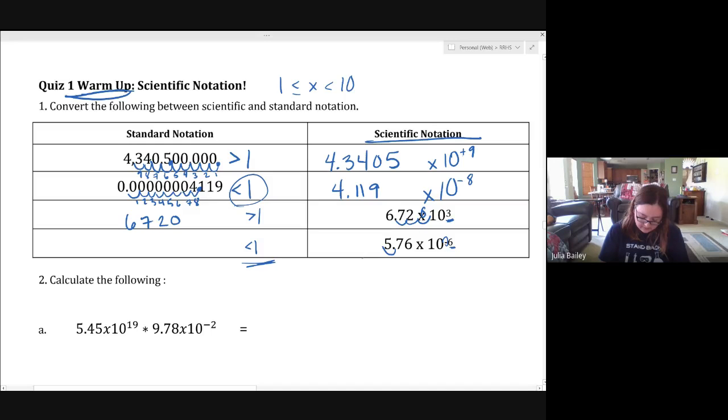So I need to reverse directions this time and move it 6 times the other way. 1, 2, 3, 4, 5, 6. Did I count that right? Yeah. So the decimal ends up over here. And again, I fill all those empty spots with placeholder 0s. So my final answer is going to be 0 point, then 5 zeros, and then 576, which is a number less than 1, which is good because that negative exponent over here told me I needed a number less than 1.